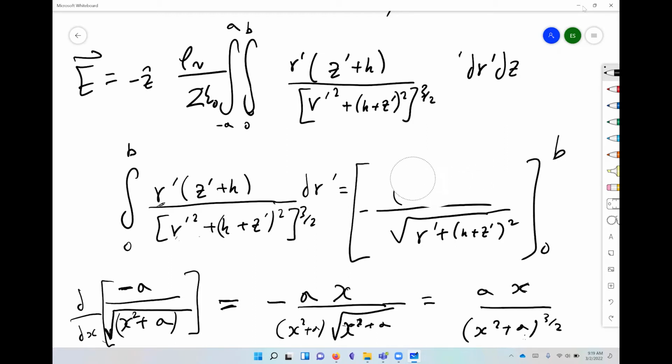This is a constant as far as I'm concerned. I can take it out. H plus z prime, I can take it out. So evaluate this at 0. So let me calculate this. At 0, it's going to be minus 1 over h plus z prime. So let me keep this inside h plus z prime. So it's going to be minus h plus z prime over h plus z prime, right?